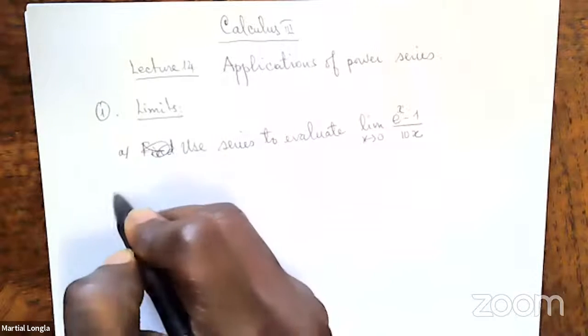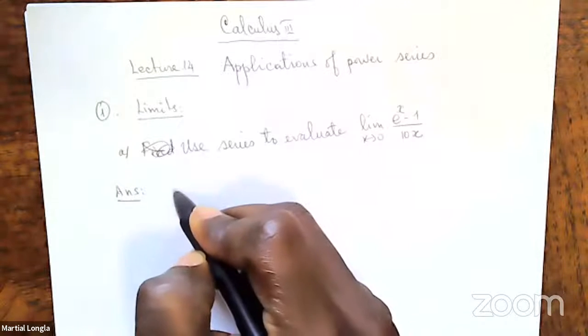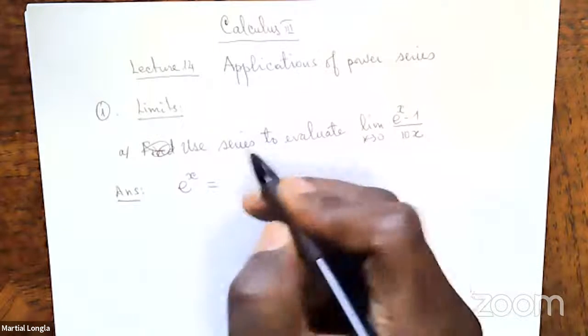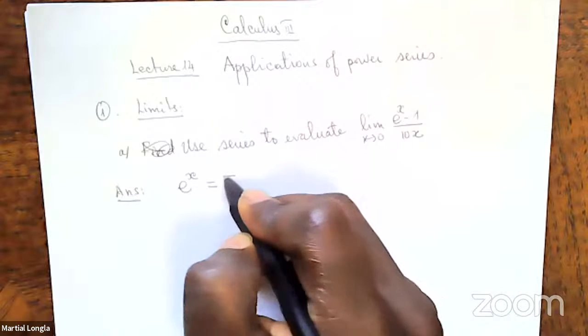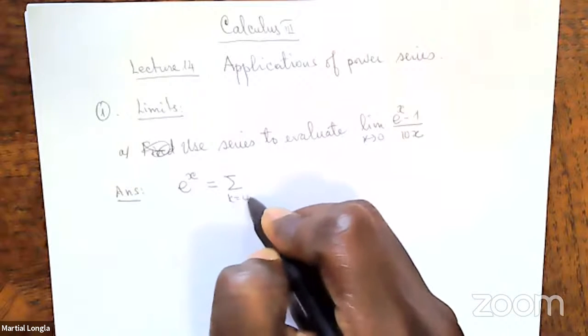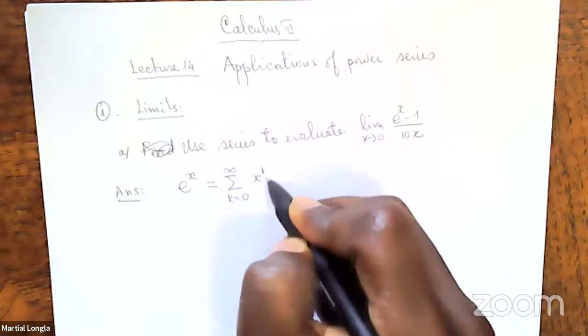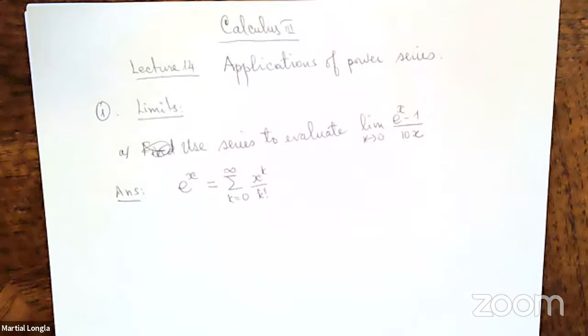So how to answer this question? This is what you do. You represent e to the x as a power series. Last time, we saw that e to the x, and you need to know these series when you're answering the question. We found that e to the x was the sum k from 0 to infinity of x to the power k over k factorial. This is the power series of e to the x that we found. And we found out also that this is true for any x.